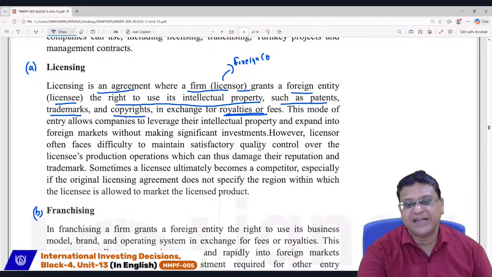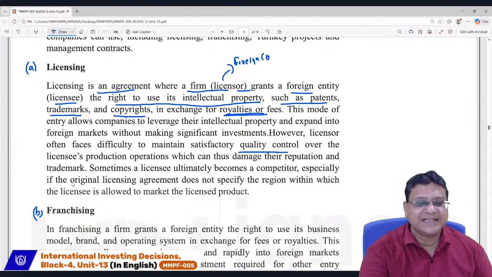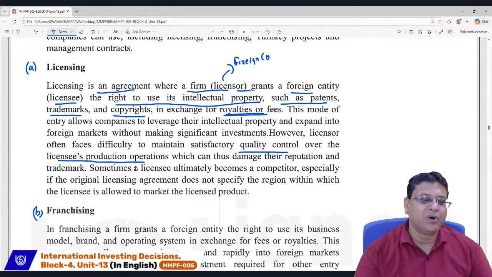First difficulty is quality control. There will be no control over the licensee's production operations. If the production is not up to the quality, then what will happen? Your name will be at stake. Therefore, companies go for a more stringent way of agreement, that is franchising.